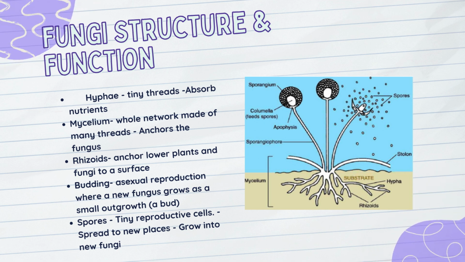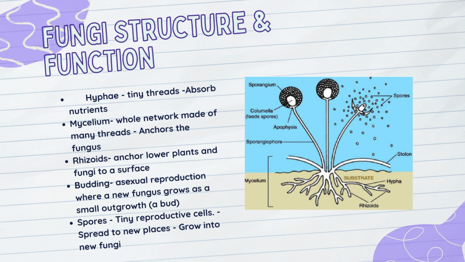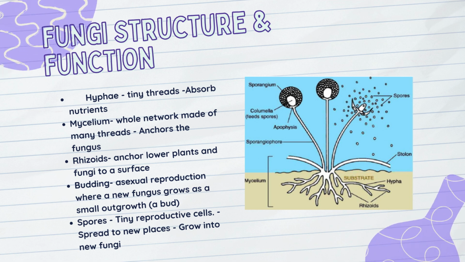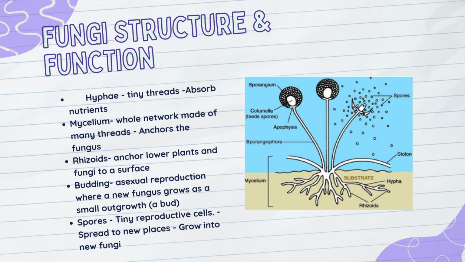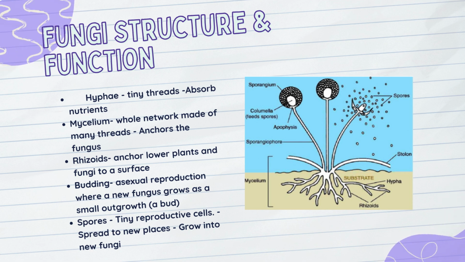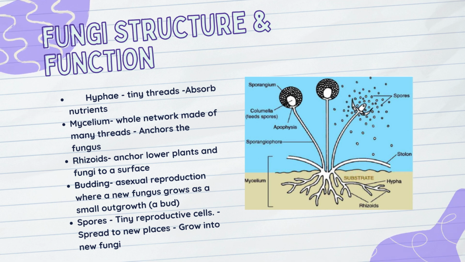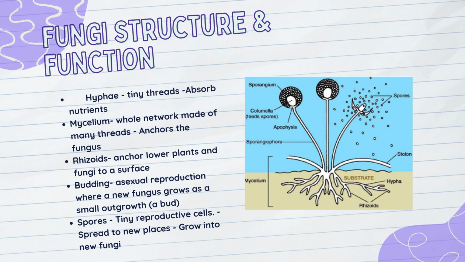And then we have the rhizoids. I don't know if that's how you pronounce it, but they are like a root-like structure, but they're not real roots. They're just similar to roots. They don't absorb, but they do anchor the fungus on the surface of the food or whichever area the fungus is growing from. So it keeps it stable, which allows it to grow.